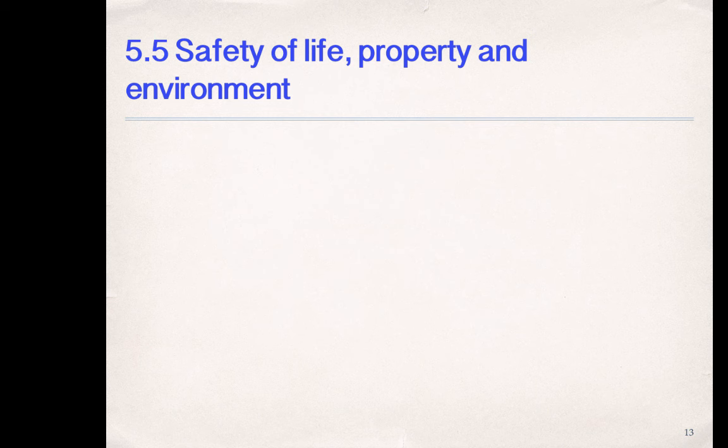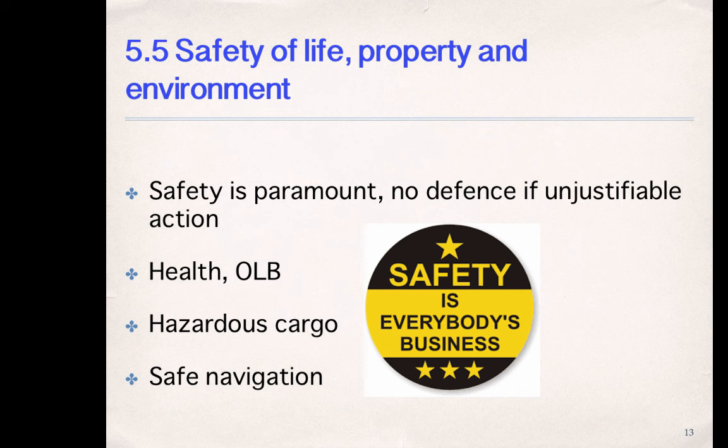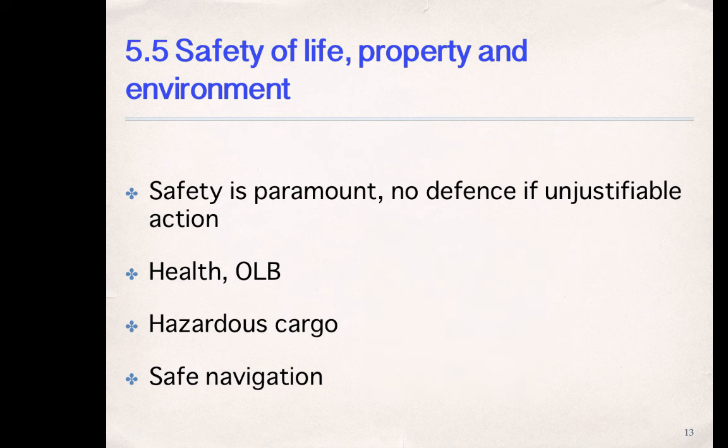Next section, 5.5, is about safety of life, property, and environment. As we know, safety is always paramount, and no one is conferred with any defense if safety is breached, or any unjustifiable action is being carried out. Safety in this respect involves many points. It could be health reason, it could be due to hazardous cargo, it could be due to safe navigation. So safety of the crew and passengers must be ensured at all time. That is the role of the master. And the working condition of the seafarers also. The seafarers cannot be working in a very unhygienic environment or very hazardous environment.